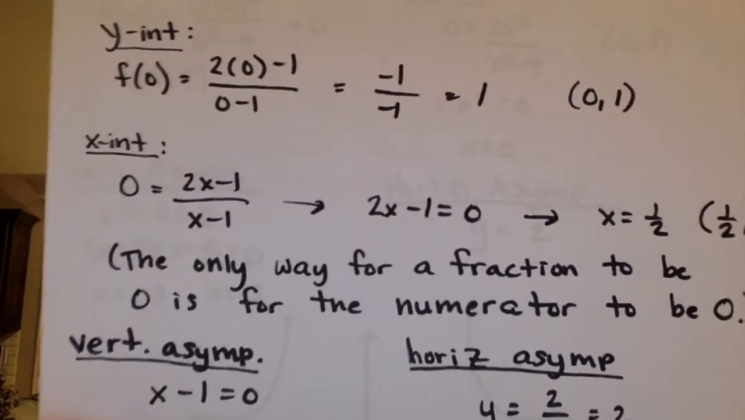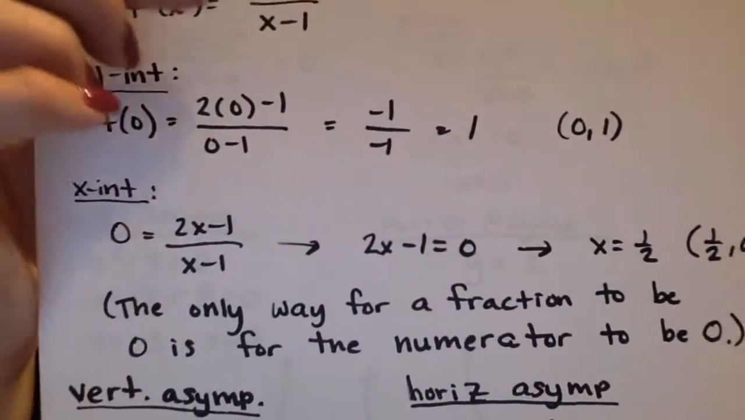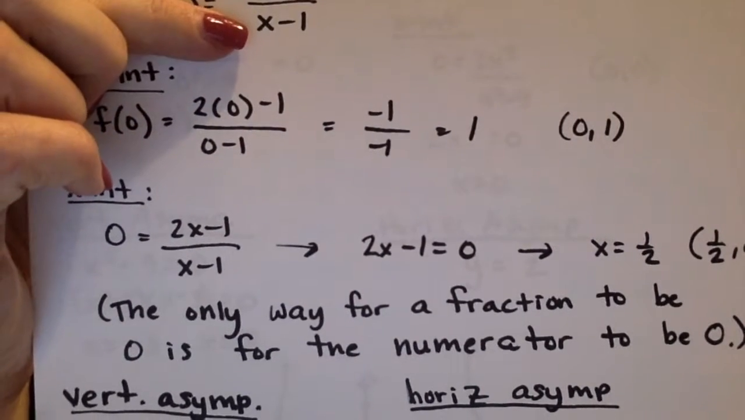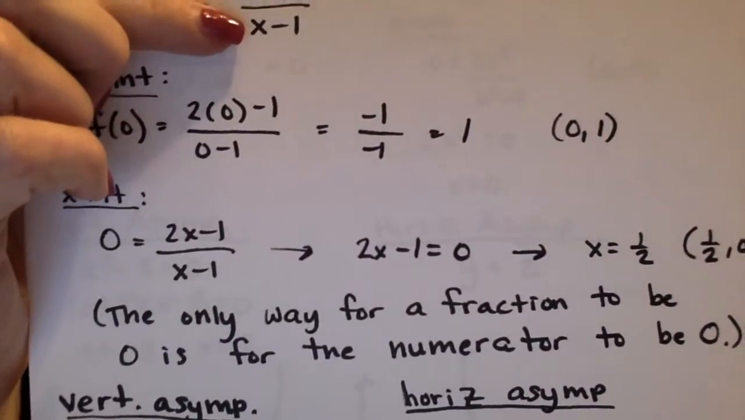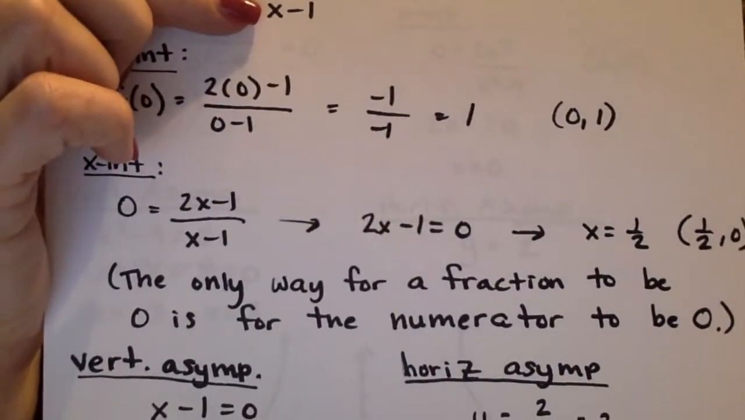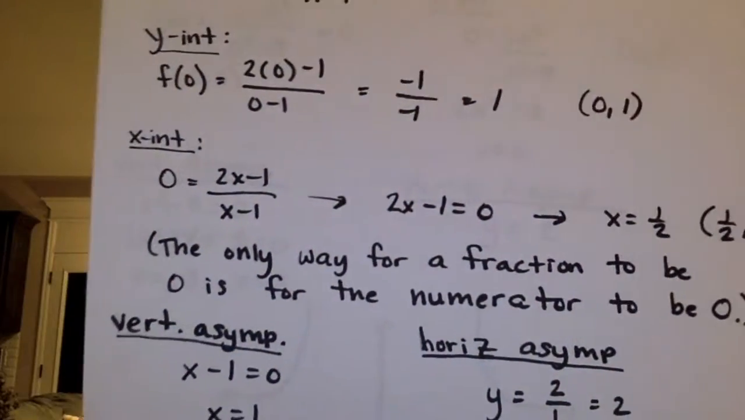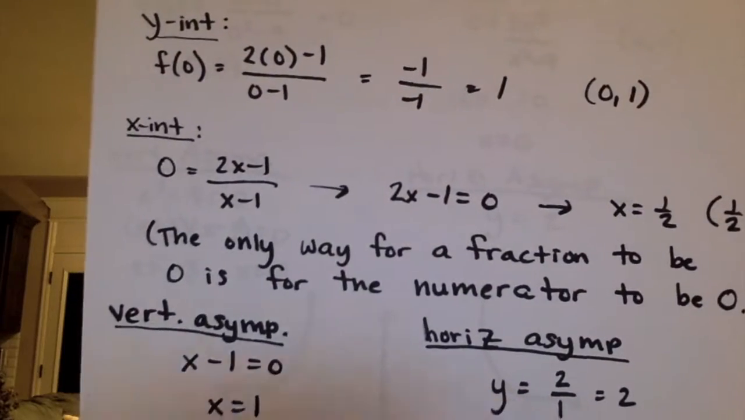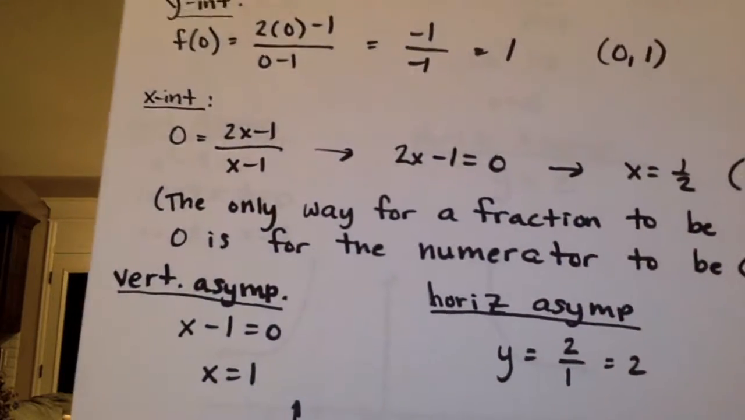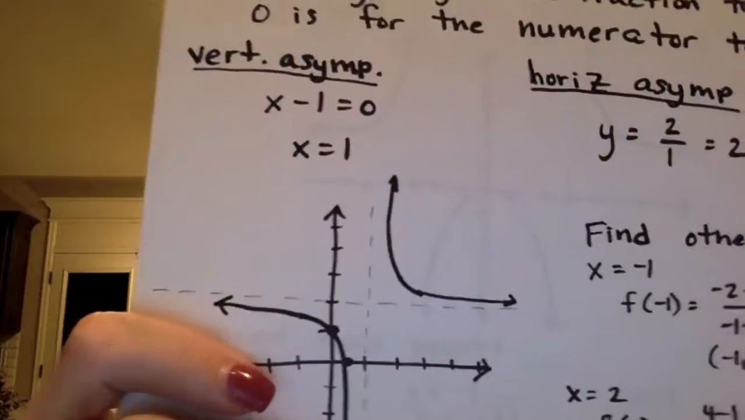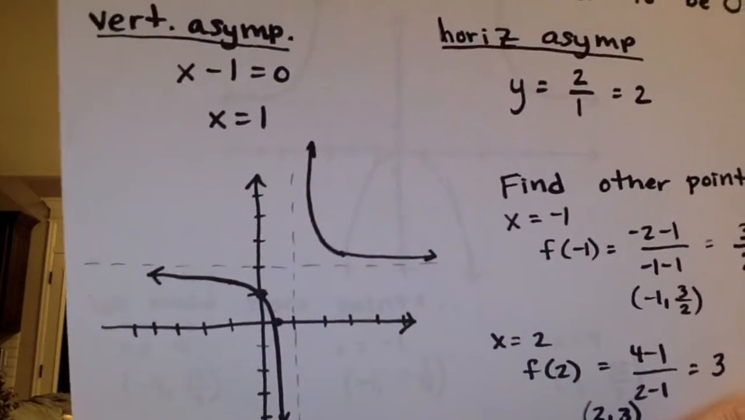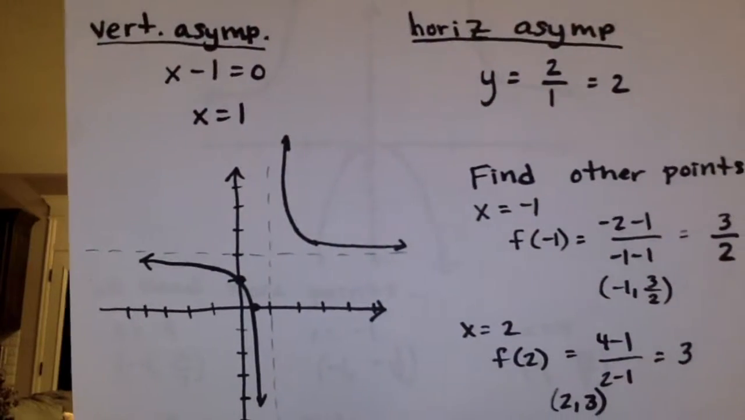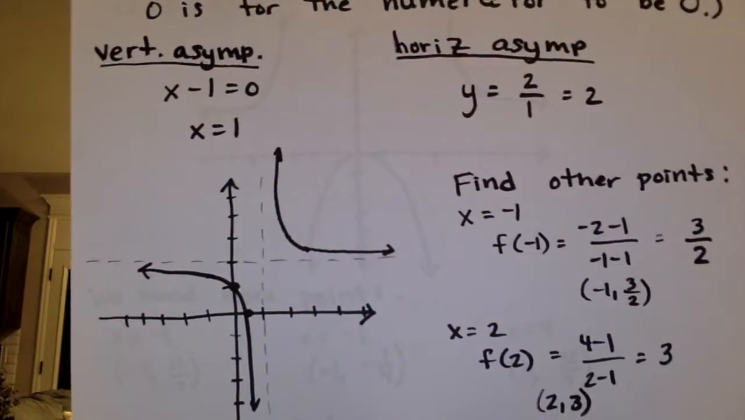The horizontal asymptote: in this case, the degree of the numerator is the same as the degree of the denominator. So we take the leading coefficient of the numerator divided by the leading coefficient of the denominator. So that's 2 over 1, or we end up with just y equals 2. At that point, I'm going to go ahead and try to draw a sketch. Well, I ended up drawing the whole thing. But I would have drawn the asymptotes in there as well as the x and y intercepts.